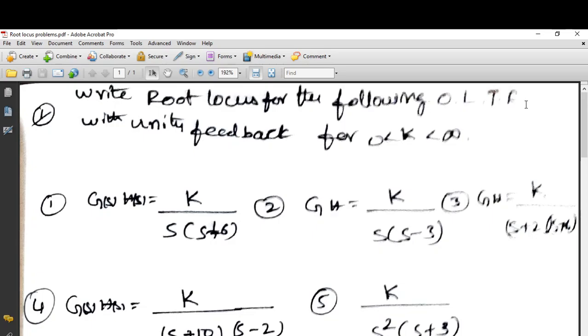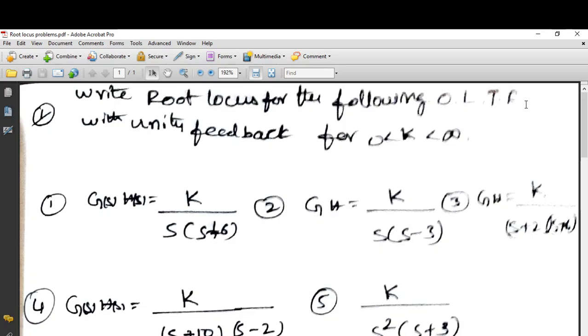So in this particular video we will see different possible open loop transfer functions of a system and try to write the root locus of that approximately, and then maybe you can actually find out the actual root locus. It will 100% tally with your expected or predicted root locus.